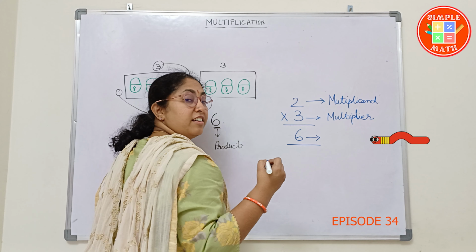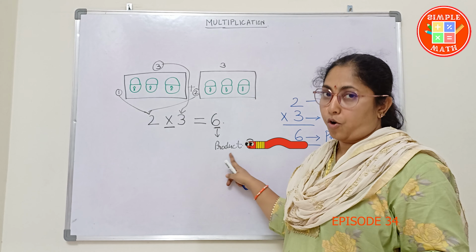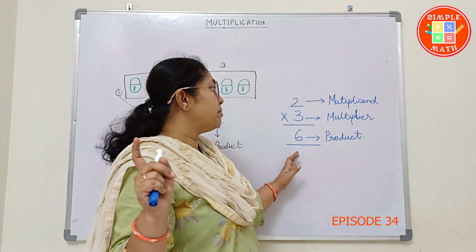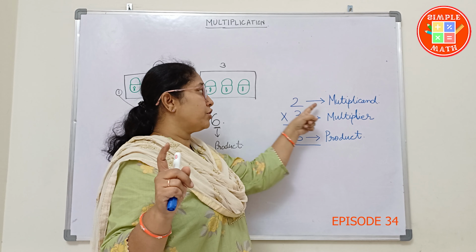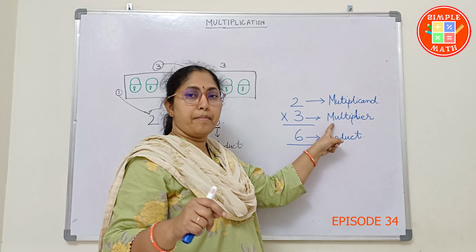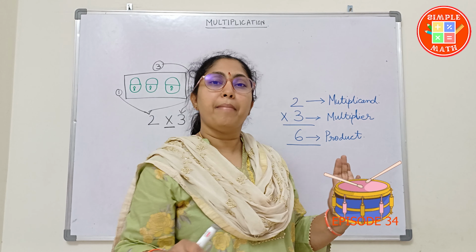So what is multiplication? Multiplication is repeated addition of the same number, and the sign of multiplication is into, cross, into, and the answer in multiplication is called product. What is the answer in multiplication called? Product. And the terms in multiplication are, first term is called multiplicand, second term is called multiplier and the answer is called product. So this is about multiplication.